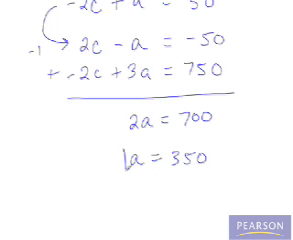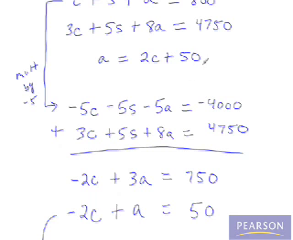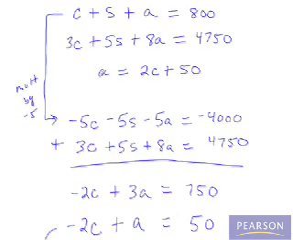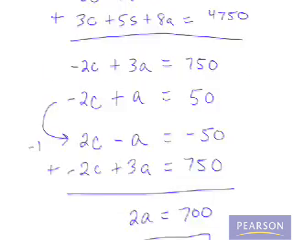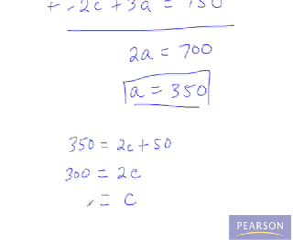Now as we work backwards, let's find a place to substitute our A value to get a second value. We know that A equals 2C plus 50. So A is 350, so 350 equals 2C plus 50. Subtracting 50 from both sides gives us 300 equals 2C. Dividing by 2, C is equal to 150.